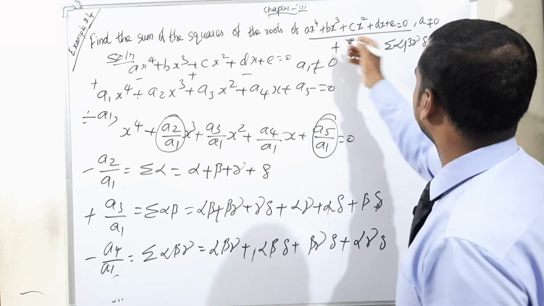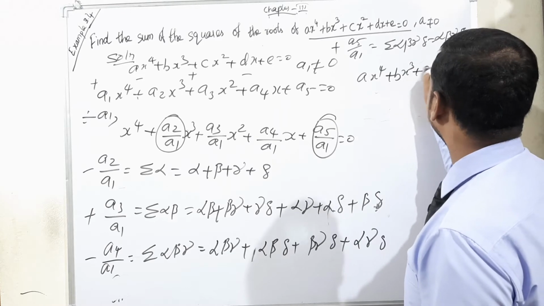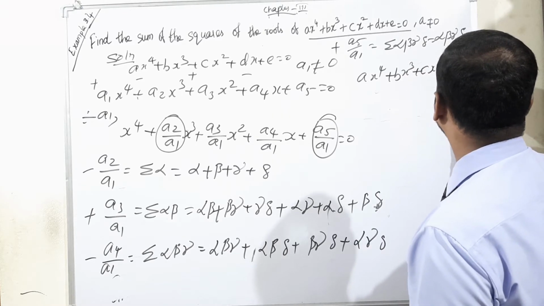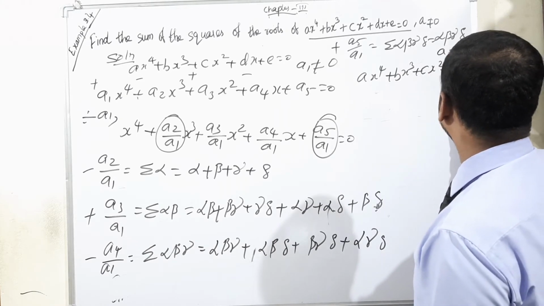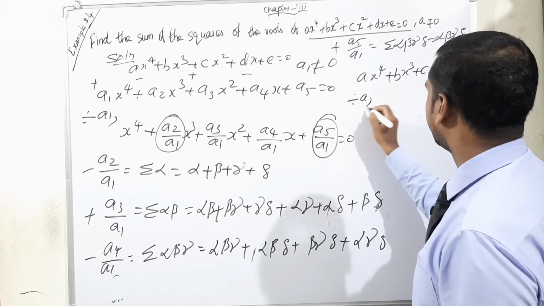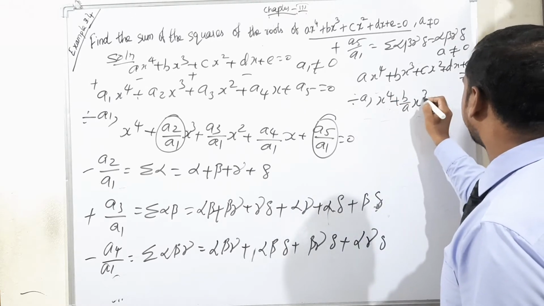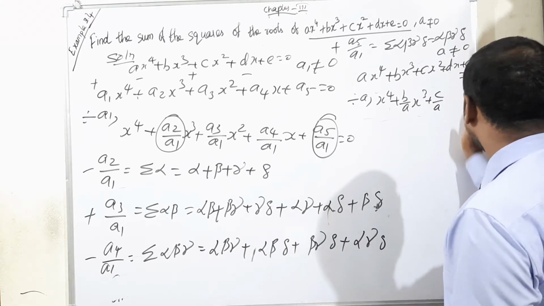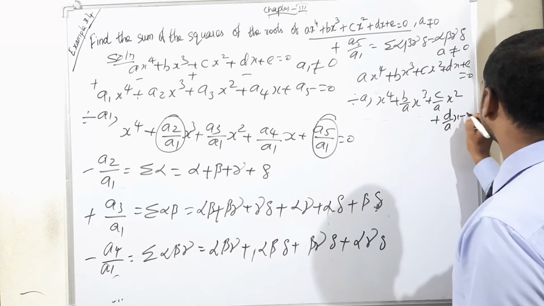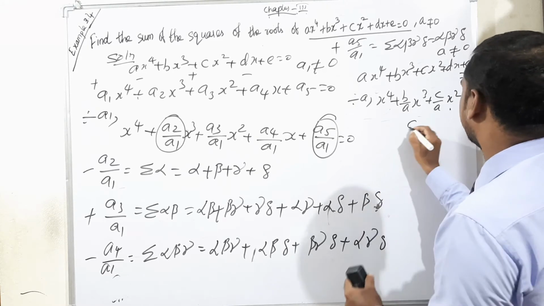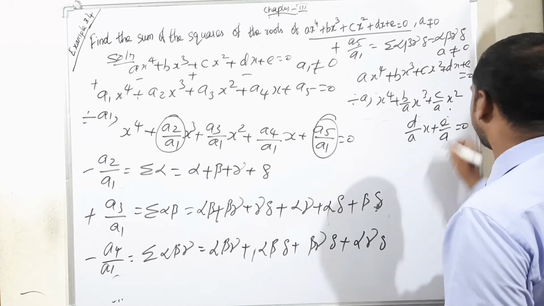But what is the given equation? ax to the power 4 plus bx cube plus cx square plus dx plus e is equal to 0. This also has a leading coefficient, always a is not equal to 0. Again dividing by a, what will happen? x to the power 4 plus b by a into x cube, again c by a into x square plus d by a into x plus e by a is equal to 0.